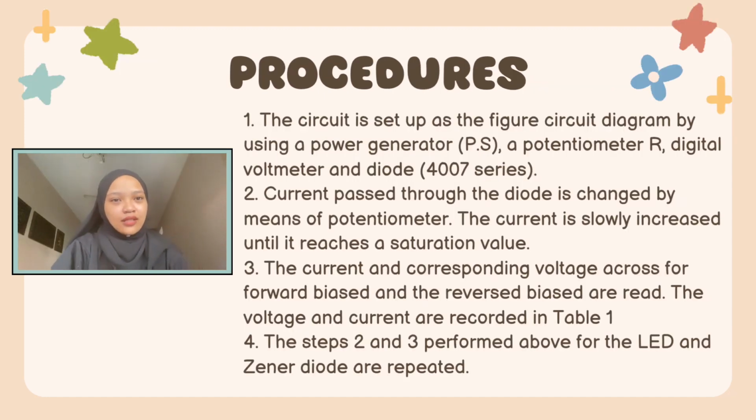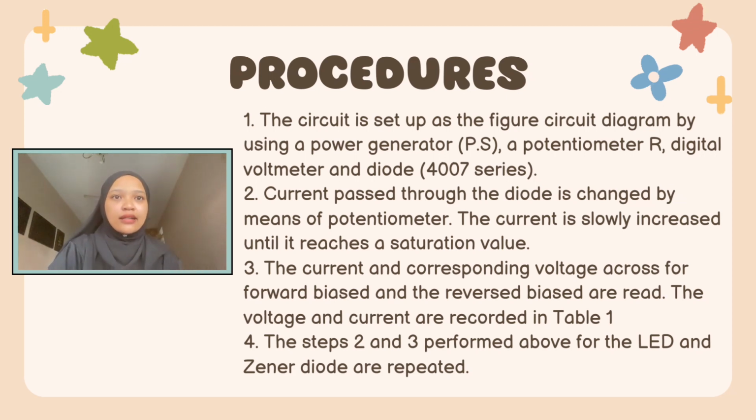This is the procedure of this experiment. First, the circuit is set up as the circuit diagram by using a power generator, a potentiometer, a DC voltmeter, and a diode, which is 4007 diode. Second, current passed through the diode is changed by means of the potentiometer. The current is slowly increased until it reaches the saturation value.